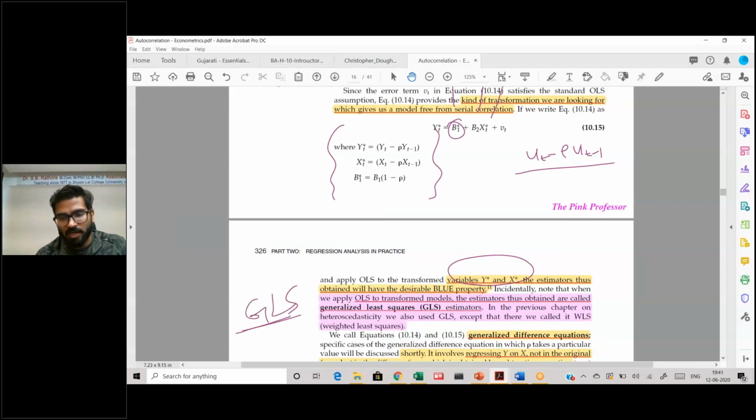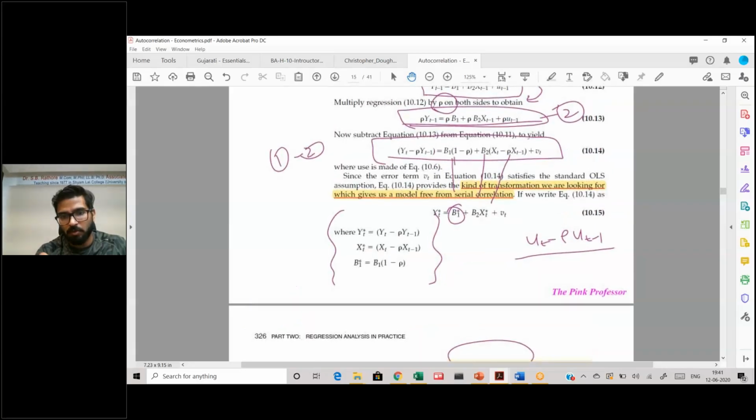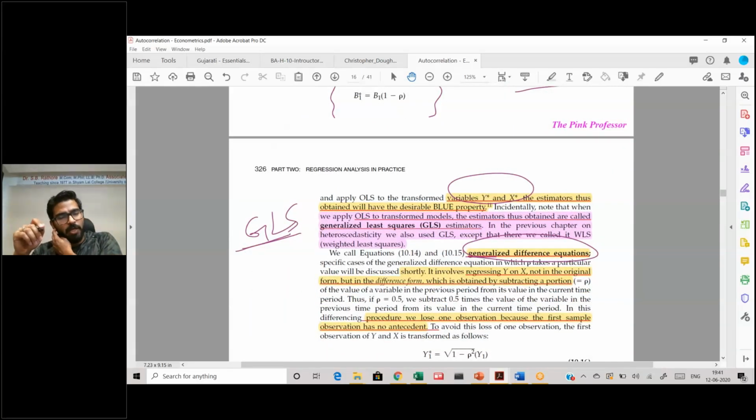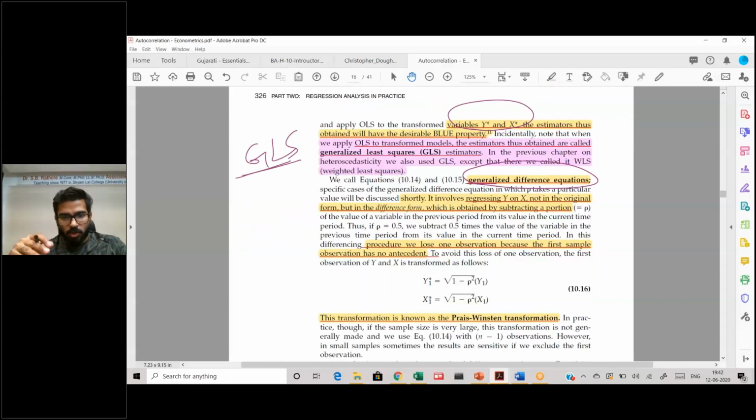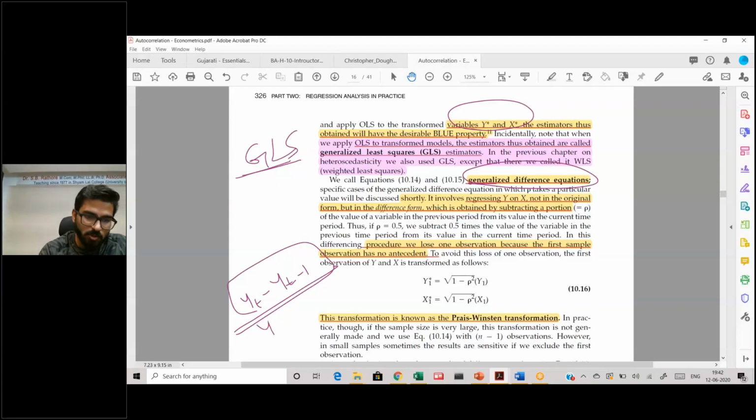These are also called generalized difference equations, because you're running differences between two regressions. You're actually running a difference form of a regression. In this process, because you are running yt minus 1, if you run this as y, you will lose y1 and x1. Why? Because there will be no corresponding value to subtract it from. So your data will start from x2, y2.